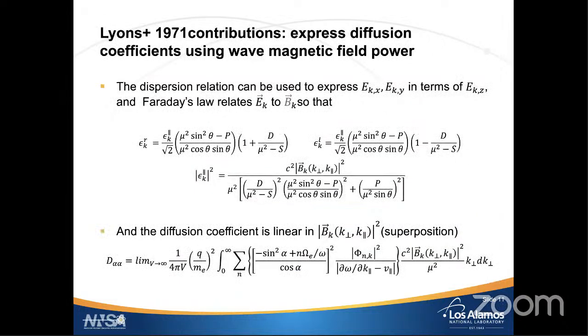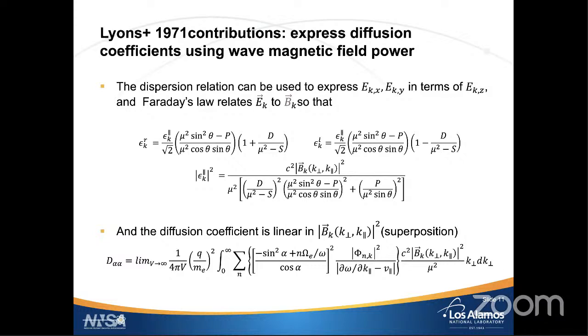In Larry Lyons' 71 paper, he shows how the cold plasma dispersion relation can be used to eliminate the individual components of the electric field, since the left and right hand circularly polarized components can be expressed in terms of the parallel electric field, leaving only one degree of freedom. This one remaining degree of freedom can just as easily be the wave magnetic field intensity, as shown in the bottom equation on this slide, as it can be the electric field intensity. Now note that the diffusion coefficients are linear in the wave magnetic field intensity, and so superposition also applies to the total wave magnetic field intensity.